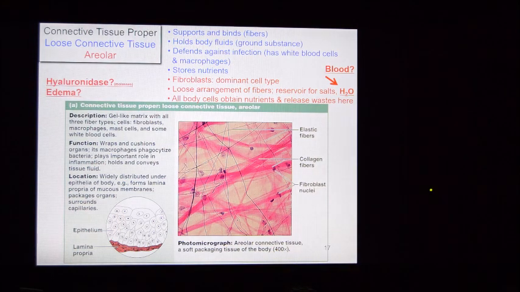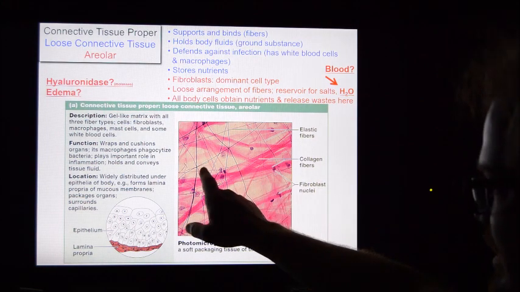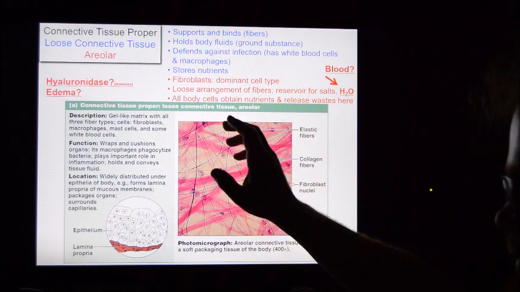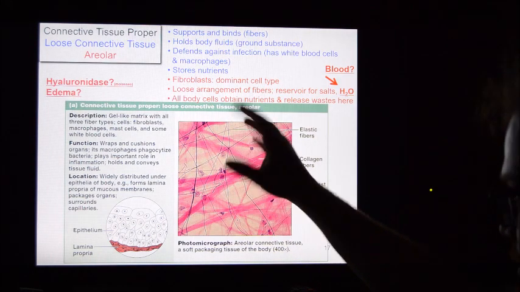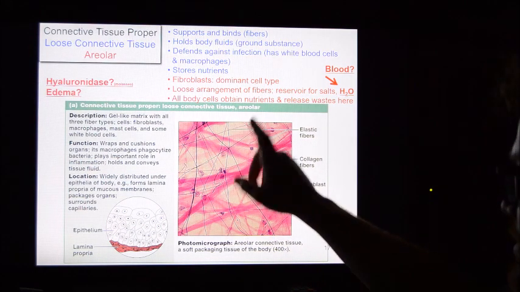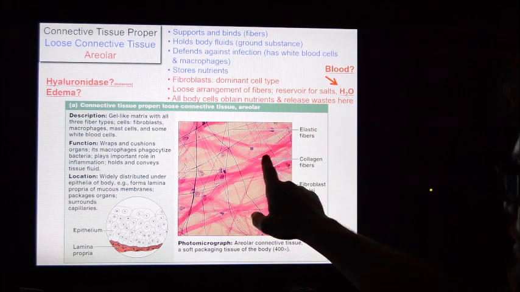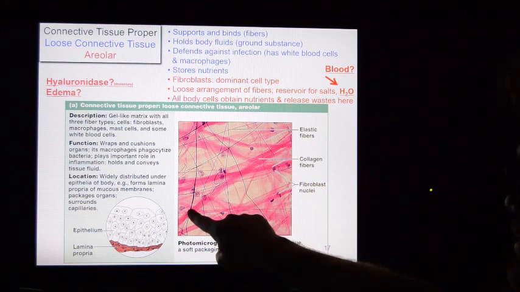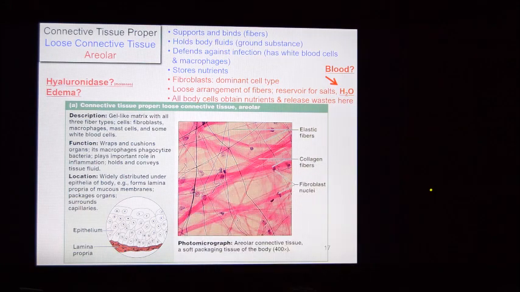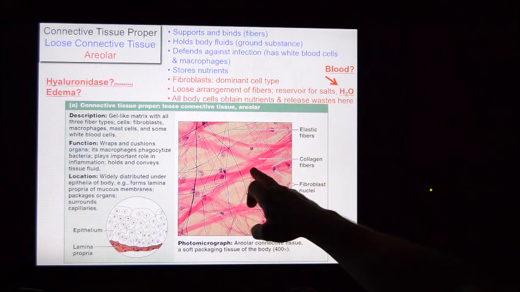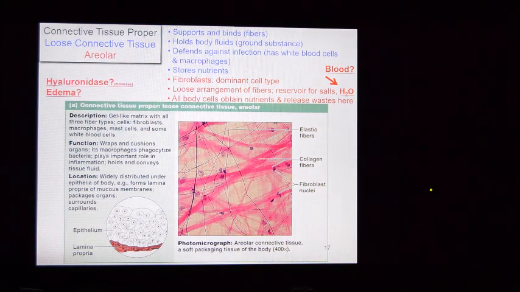Now, worthy of merit here is to point out that areolar connective tissue is quite open. There's a lot of gel-like ground substance here. And then the fiber types are a mix between collagen fibers, these thicker pink ones, and elastic fibers, these thinner purple ones. So the thin purple is elastic fiber, and then that pink in the background is going to be that denser collagen fiber. So you have a little bit of each inside of this.